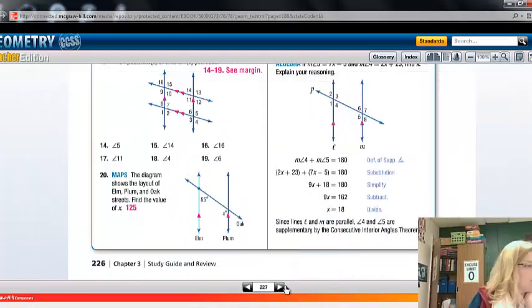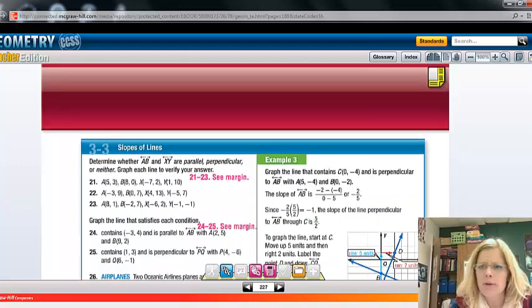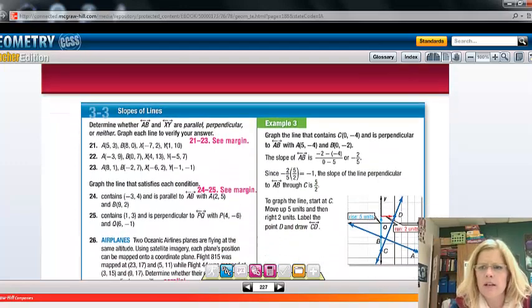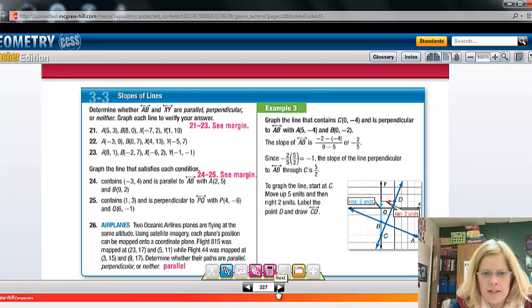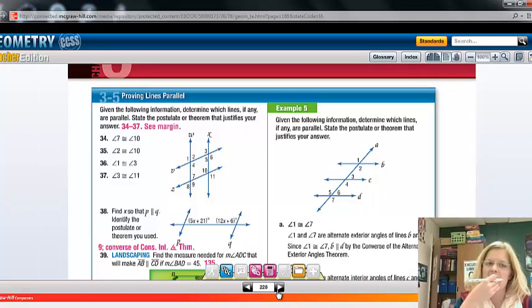All right, let's go to 21. It's on the next page. And, oh, it just doesn't want to move. Here we go. 21. Determine if these lines are parallel, perpendicular, or neither, just like your book assignment today. Oh, nuts. Did I go too far? Yeah, I did. Sorry, back it up.